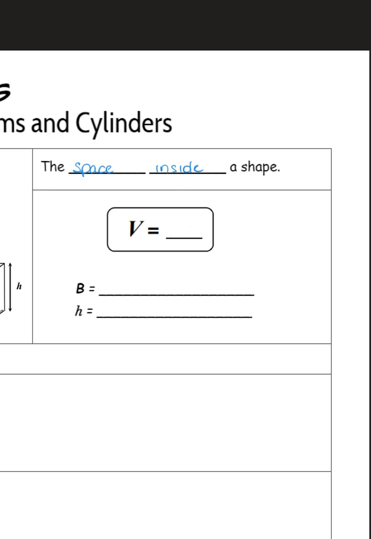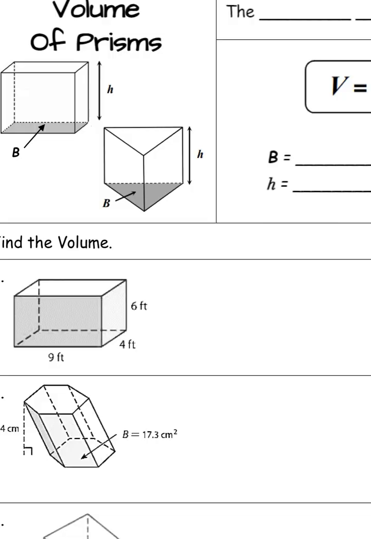And just like surface area, we have a formula, and the formula is kind of the same type of formula, but it's a little bit easier, a little bit shorter. So the formula for volume is capital BH, where B stands for area of the base, and H stands for height, or how far apart are the bases. Okay, so let's look at example 1.